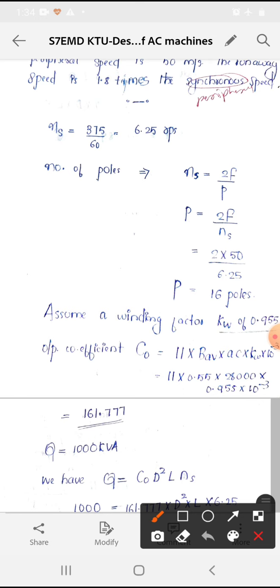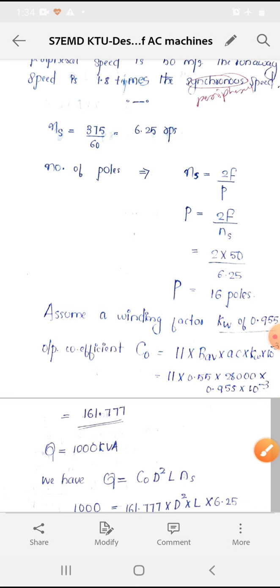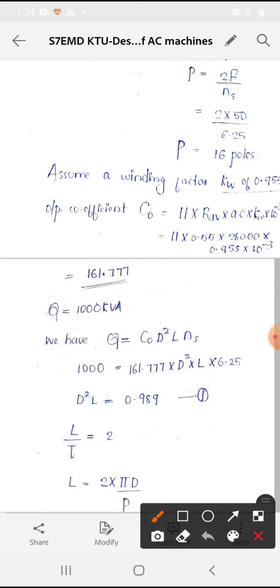We also know that the output equation is Q is equal to CO d square L into Ns, where CO is the output coefficient is given by 11 BAV AC Kw in 10 raised to minus 3. Kw is assumed to be 0.955. BAV and AC is given in the question. Substituting these values, we will get equation number 1.